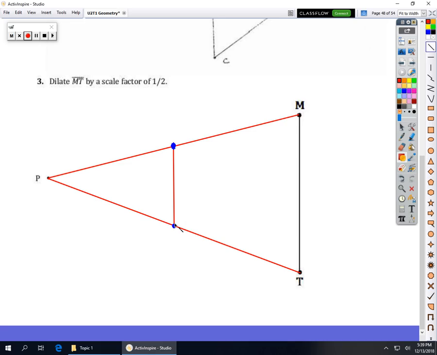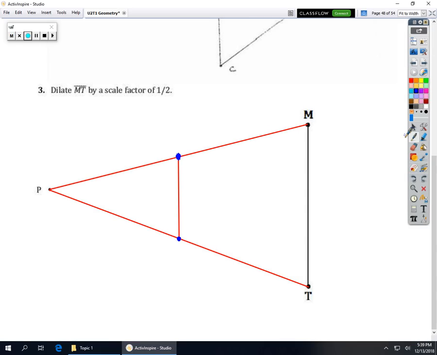There. So, great. This has been dilated by a scale factor of half. That means this new line I created, I suppose I should label this M prime, and T prime is half the length of MT.